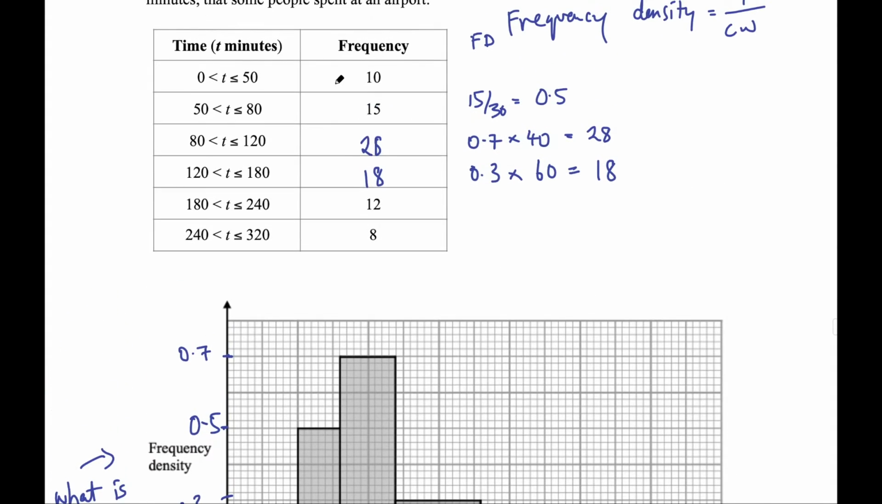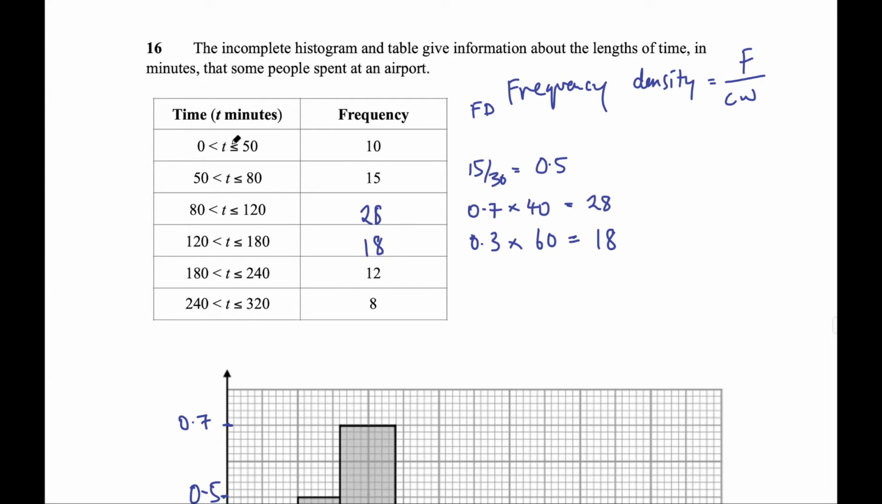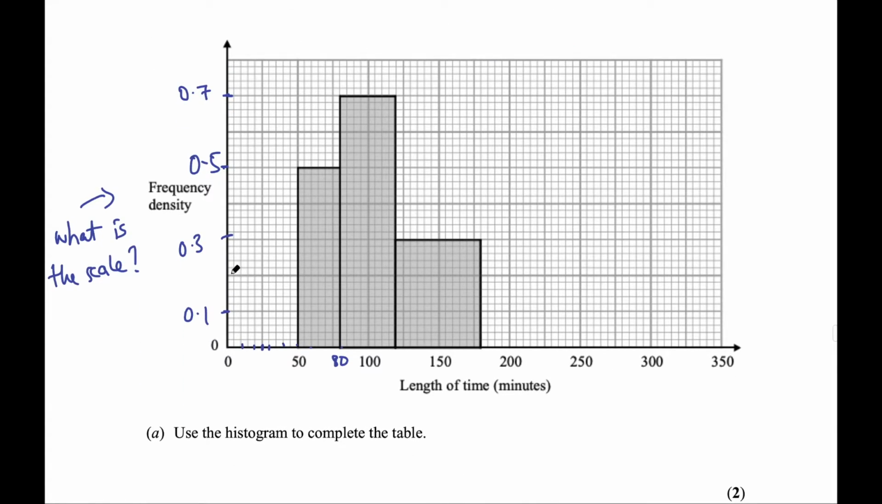So for the first one, we have a frequency of 10 and a class width of 50. So using this idea, frequency density equals frequency divided by class width. 10 over 50 is 1 over 5 is 0.2. And so that is here on my vertical axis, 0.2. So I just need to draw that line, all done.